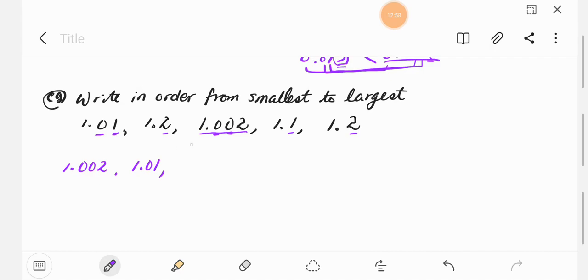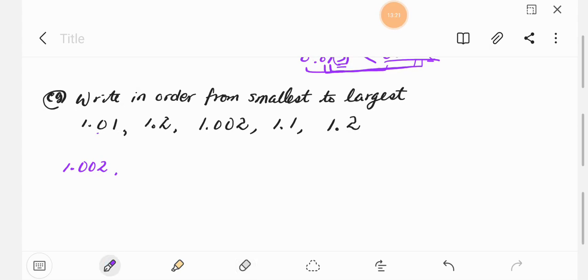All right, so now let's compare the ones digit. This is 2, this is 1, this is 2. Sorry. So we got this is the smallest one. We got the smallest. Okay. Now back to this.